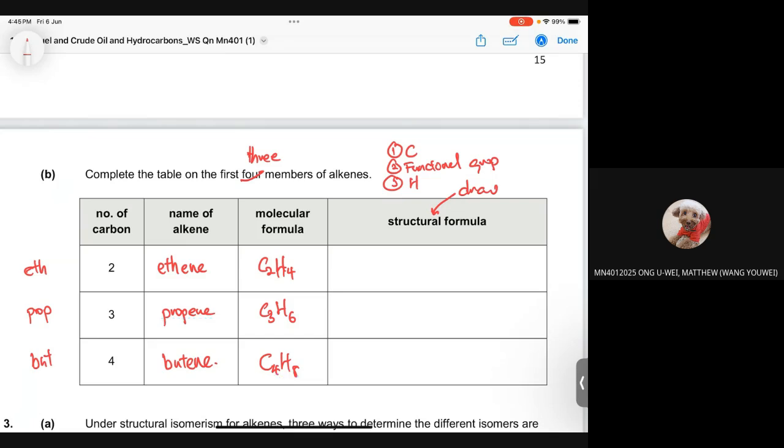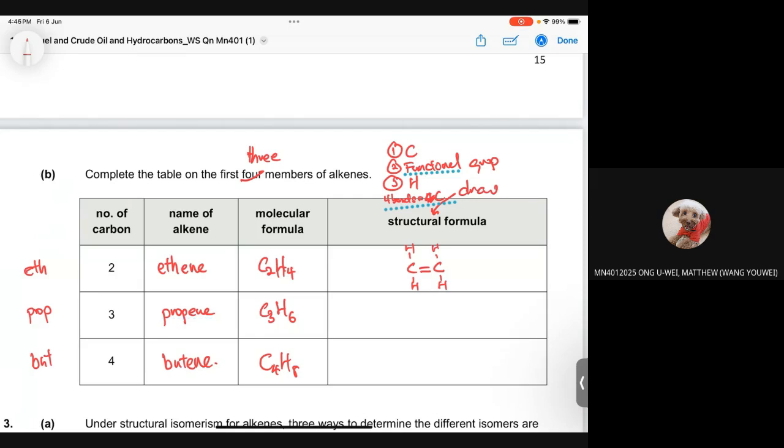That's a recap. So ethene, I got 2 carbon. Functional group, because it's alkene, I'm going to put a double bond. After that, I will check each carbon must have 4 bonds. Now the left side carbon has 2 bonds, so I must draw 2 more H so that it will have 4 bonds. The right side also has 2 bonds, so I draw another 2 H around it. So this is for ethene.